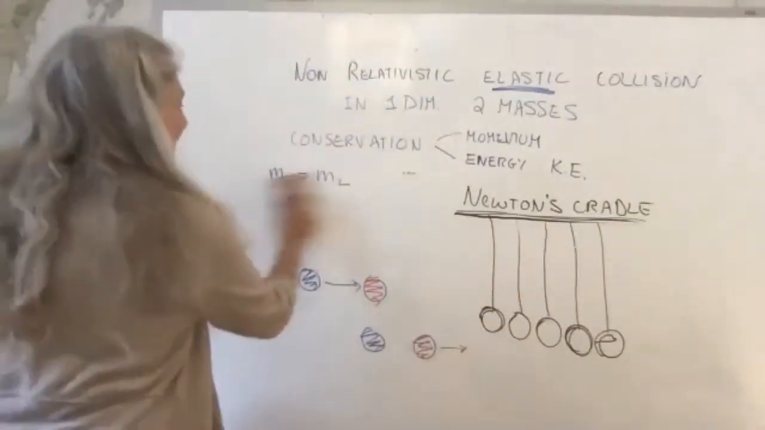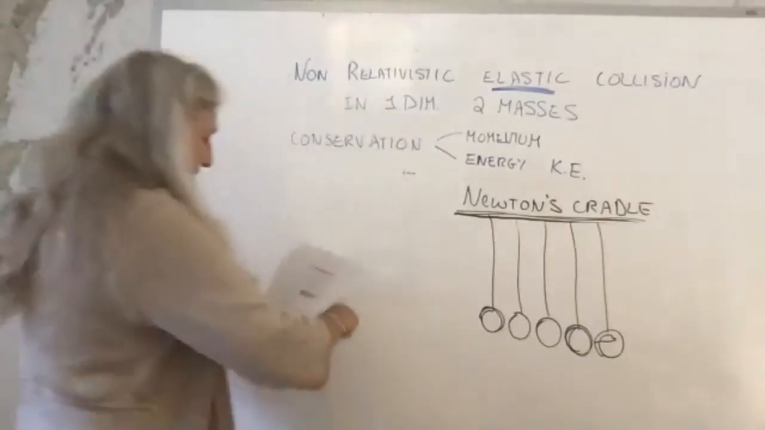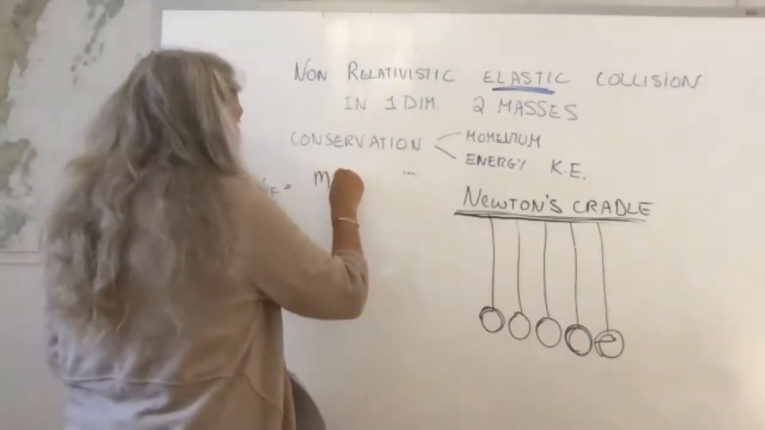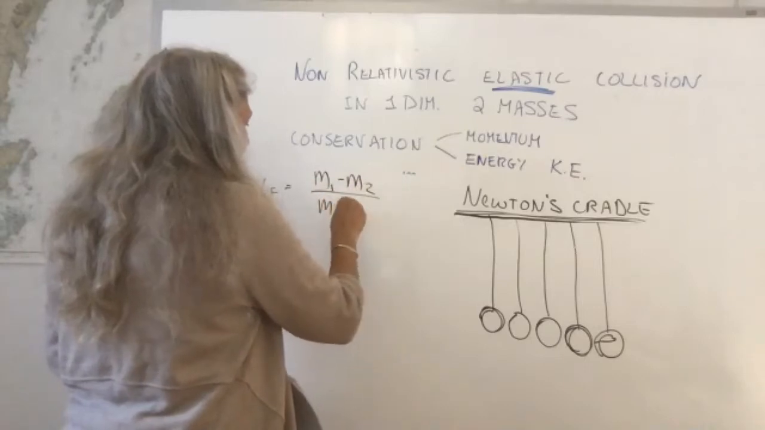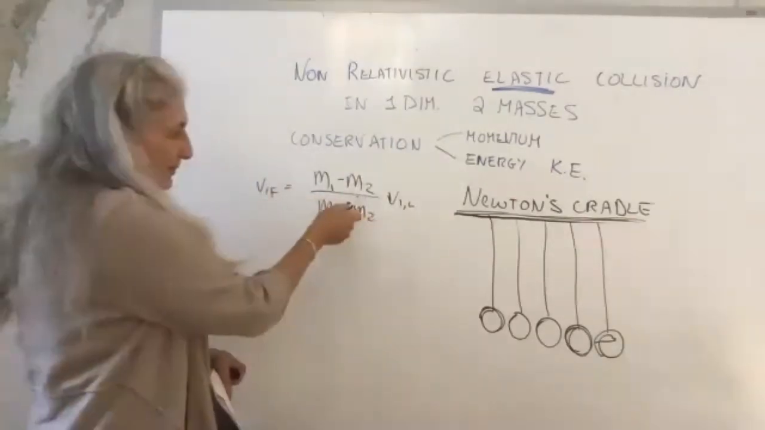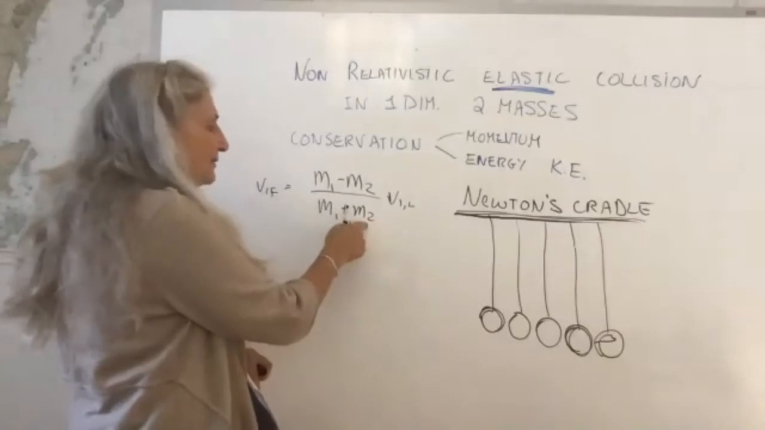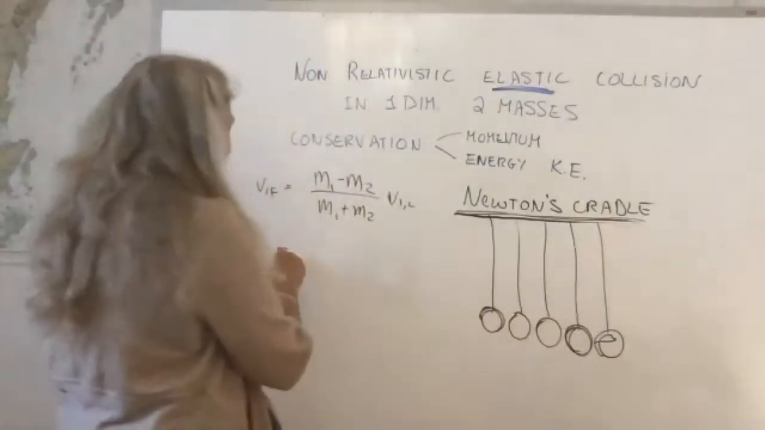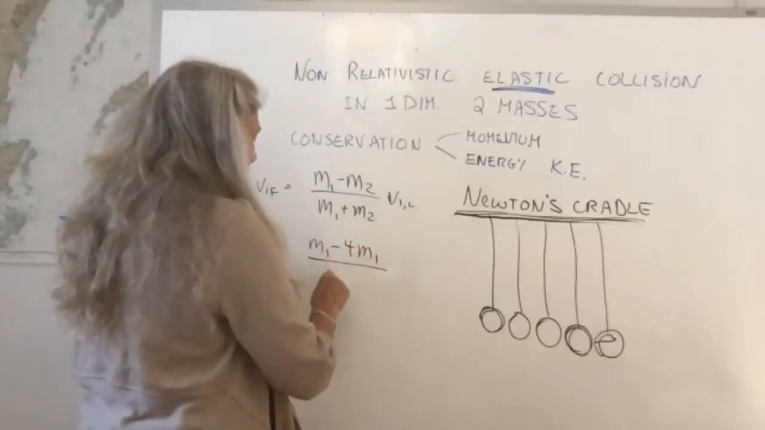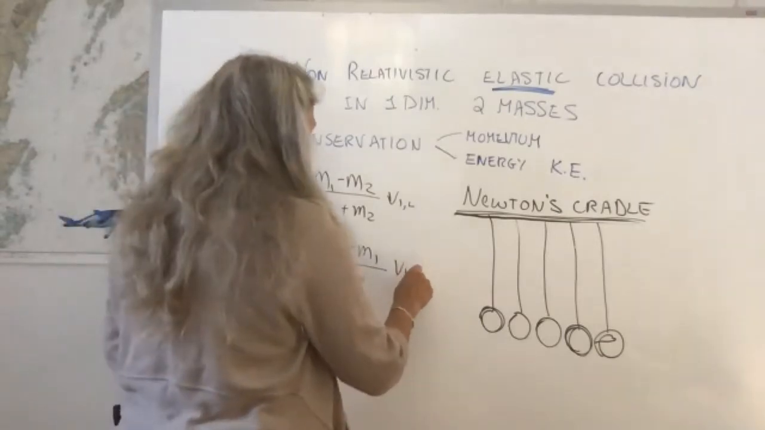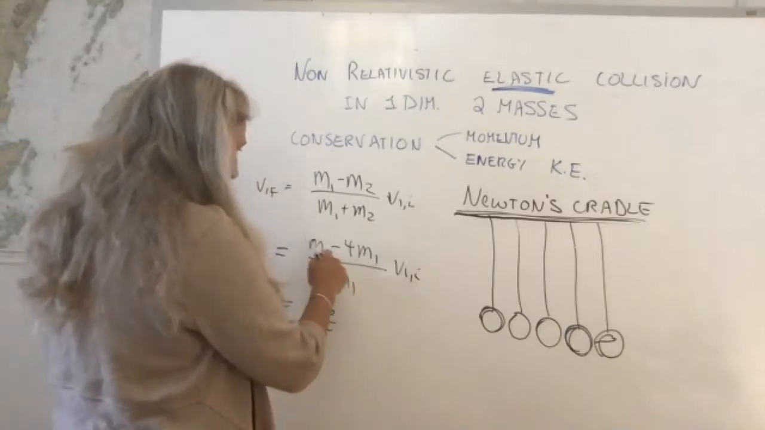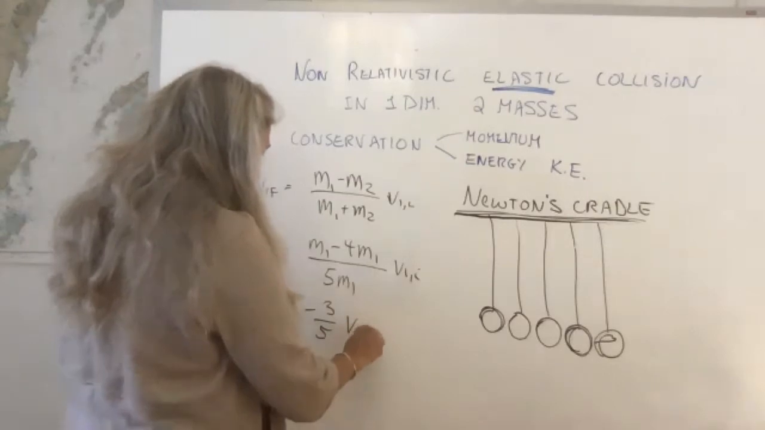So let's go back to our formula. V1F is equal to (M1 minus M2) over (M1 plus M2) times V1 initial. So if I plug into this formula, but now M2 is not equal to M1, M2 is equal to 4 times M1. So I have (M1 minus 4 M1) over 5 M1 times V1I. And this is equal to minus 3/5. 1 minus 4 is minus 3/5 V1I.